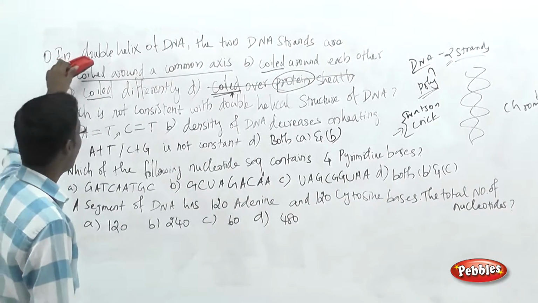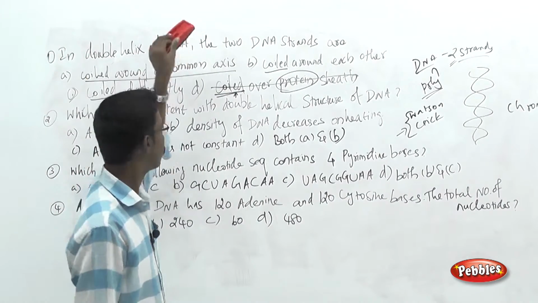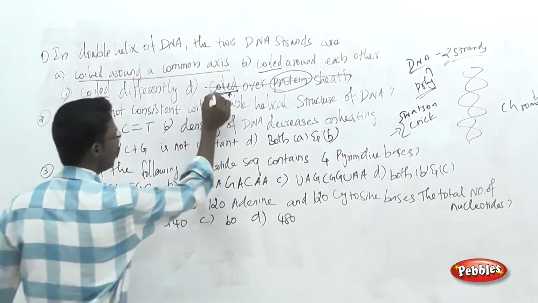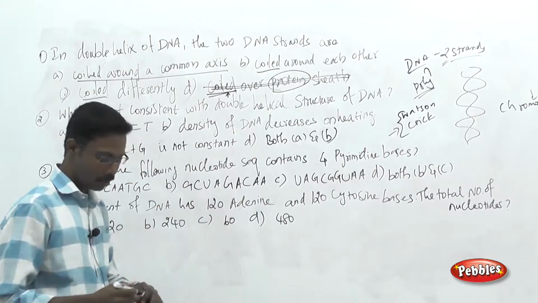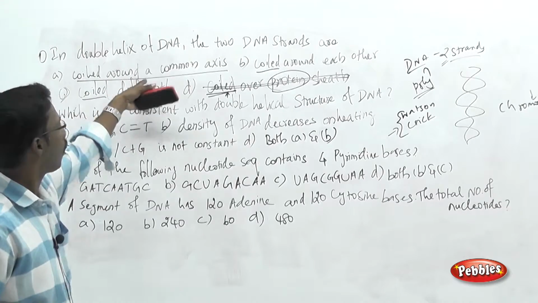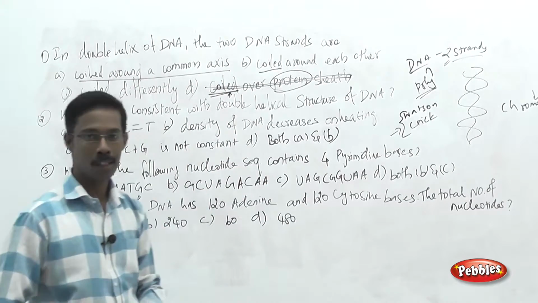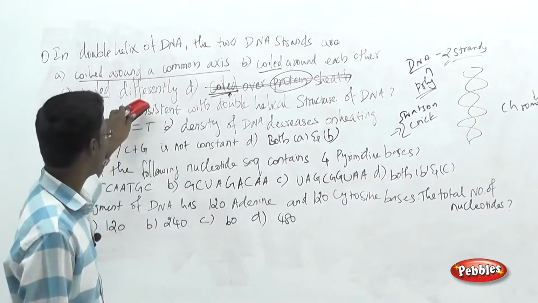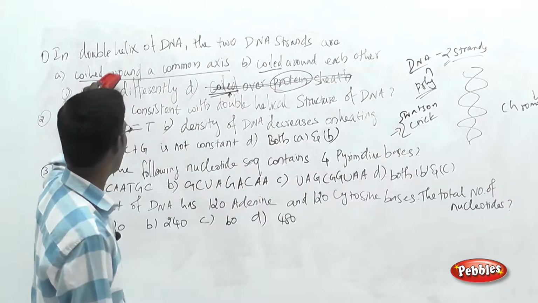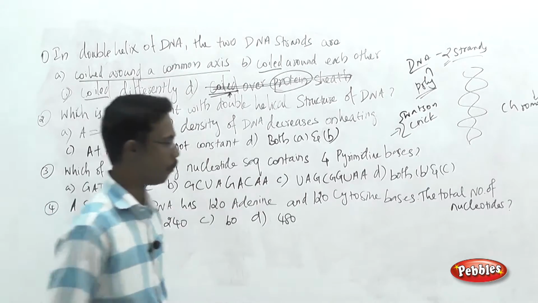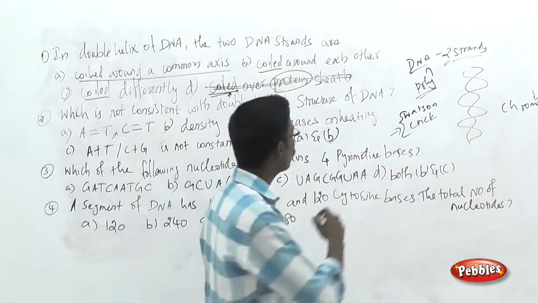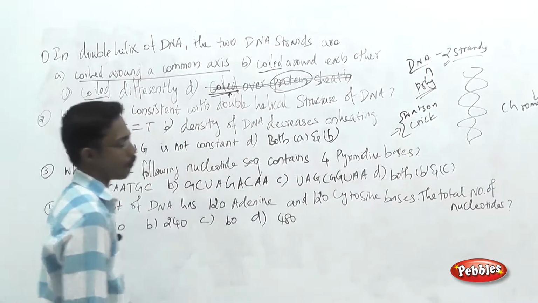See the question again. In double helix of DNA, over here they are talking about only the DNA structure. Okay, so just eliminate the protein sheath covering. So see the remaining three choices: coiled differently, coiled around a common axis, coiled around each other. All the three choices seem correct over here. Coiled around each other and coiled around a common axis are similar terms, but over here they are not identical, and you have to choose the correct one among these three.